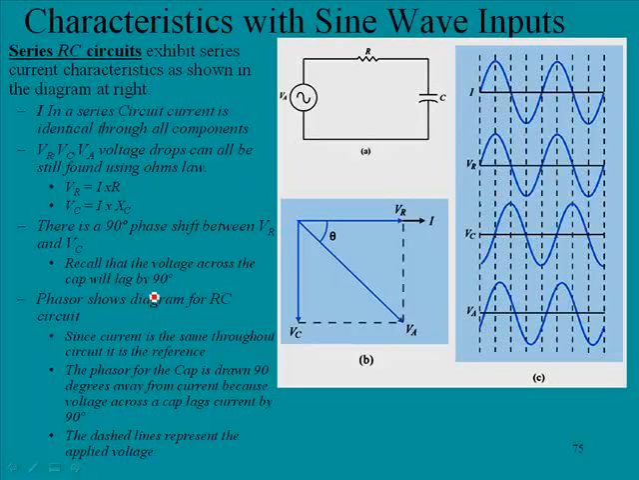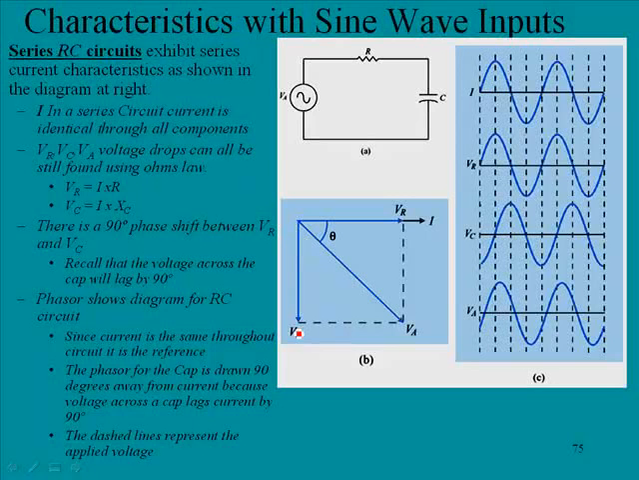The phasor shows a diagram for an RC circuit. Since current is the same throughout the circuit, it is the reference. Okay, so here we have the reference point here is going to be current through the resistor. The phasor for the cap is drawn 90 degrees away from current because voltage across the cap lags current by 90 degrees.